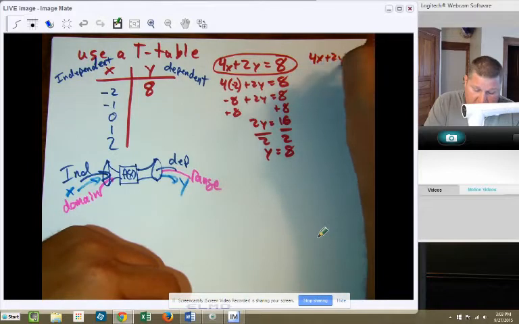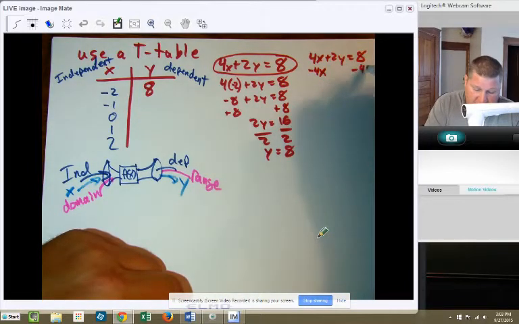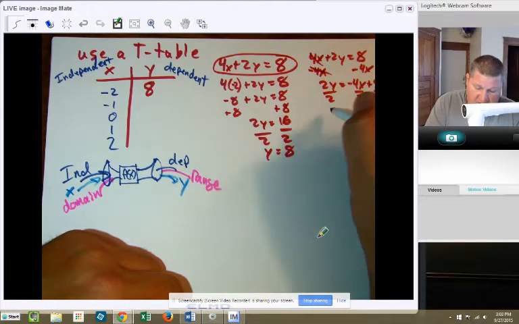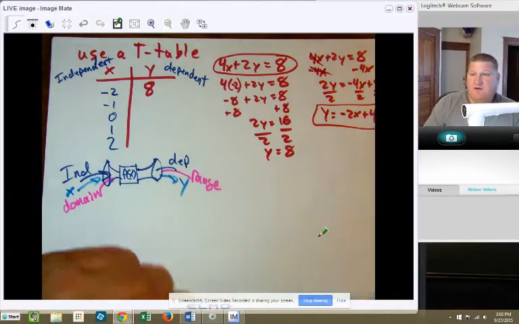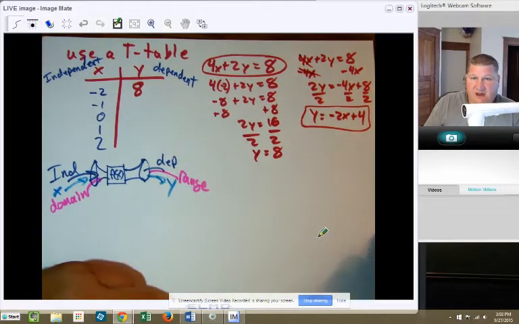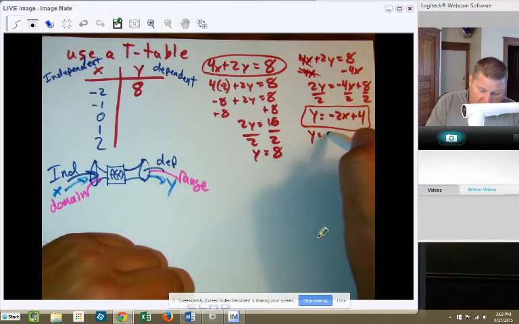However, if I were to take the equation and solve it for y just once, so I take 4x plus 2y equals 8, subtract 4x from both sides, those go away, and I'm left with 2y equals -4x plus 8, divide by 2, divide by 2, divide by 2, y equals -2x plus 4. Now I can plug them in very quickly, and having solved just once, can use this easily. So y equals -2 times something plus 4.